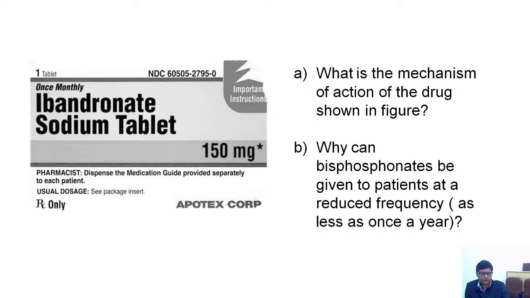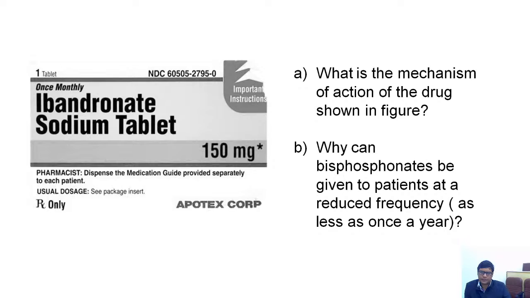Then you are being shown a tablet strip of ibandronate. What is the mechanism of action of the drug shown in the figure? So this belongs to the bisphosphonate group of drugs. Although the mechanism of action is not that well understood for bisphosphonates, it is believed that they act by inhibiting the activity and survival of osteoclasts, thereby inhibiting bone resorption. So they are mainly used for osteoporosis.